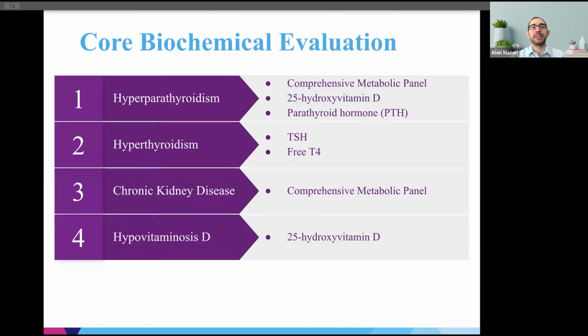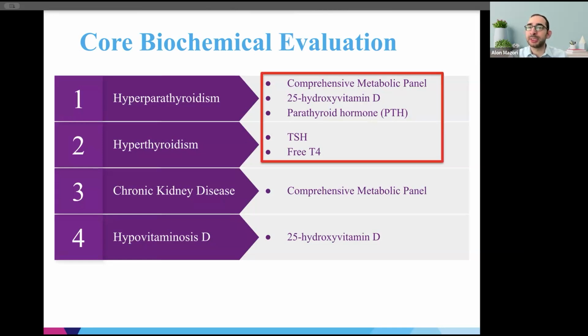As a result, when we think about our core biochemical evaluation, we think about hyperparathyroidism, which would be diagnosed with a CMP, 25-hydroxyvitamin D, and parathyroid hormone. Hyperthyroidism, where a TSH could be sufficient, but a free T4 can be useful. CKD and hypovitaminosis D. And we appreciate that the first 5 labs essentially encompass the whole panel.